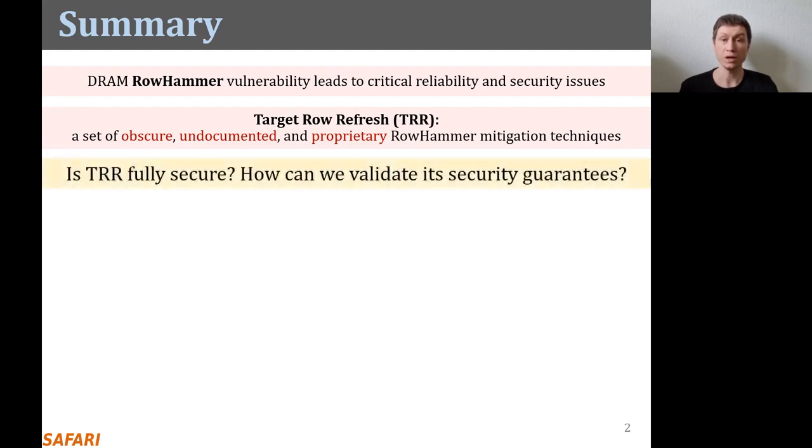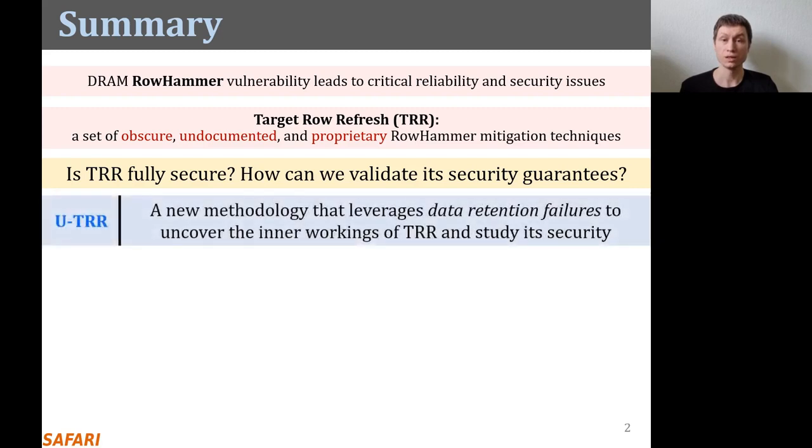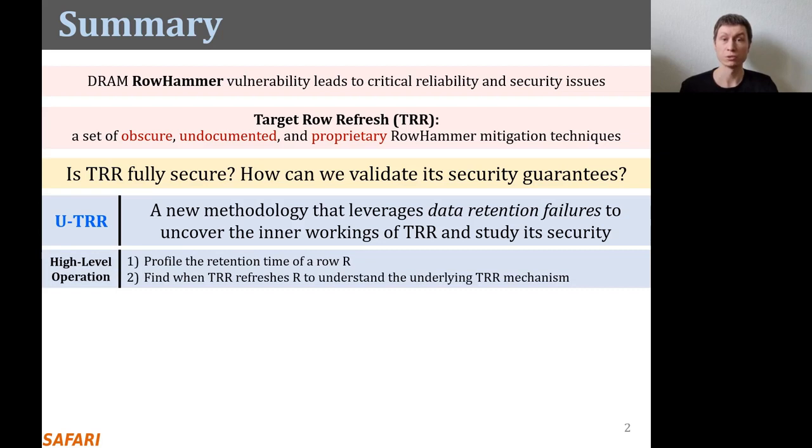In this work, our main goal is to answer the following questions. Is TRR fully secure? How can we validate the security guarantees of different TRR mechanisms? To this end, we propose UTRR, a new methodology that leverages data retention failures in DRAM to uncover the inner workings of TRR and study its security. At a high level, UTRR performs two steps. First, UTRR profiles the data retention time of a row R. Second, UTRR finds when the TRR mechanism refreshes row R and builds an understanding of the underlying TRR mechanism.